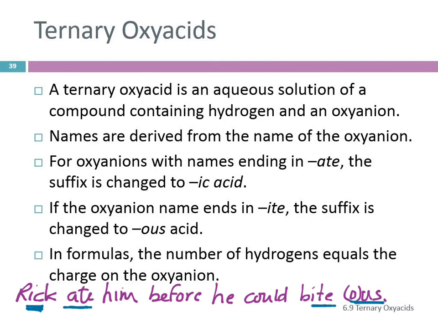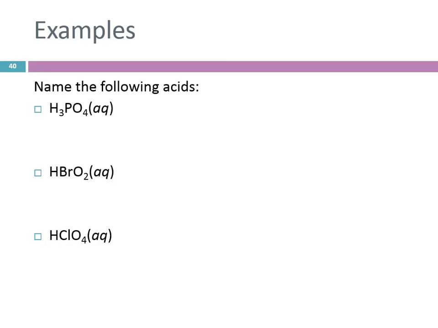So if the oxyanion ends in ate, Rick ate, I change the ate to ic. If it ends in ite, like sulfite, I'm going to change the ending to ous. So let's do some examples. Name the following acids. Notice that all of these have aq after them, and they all start with H.